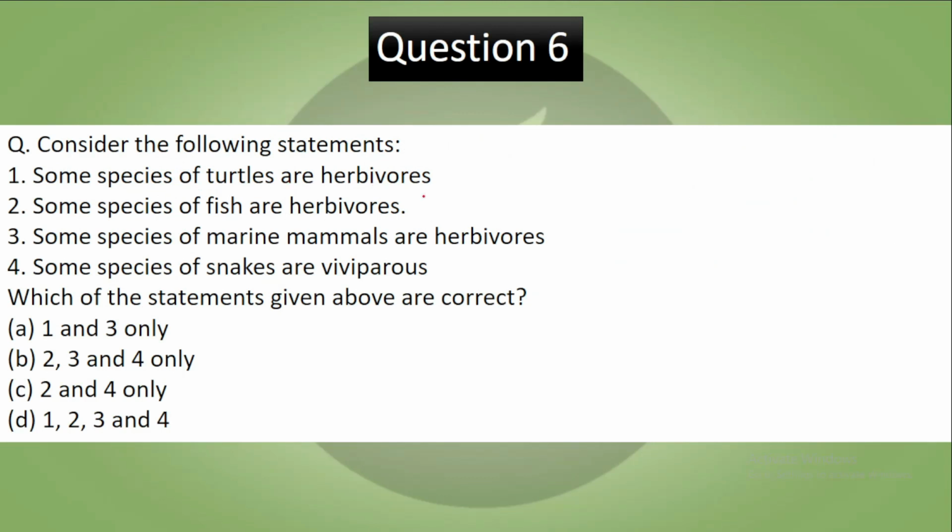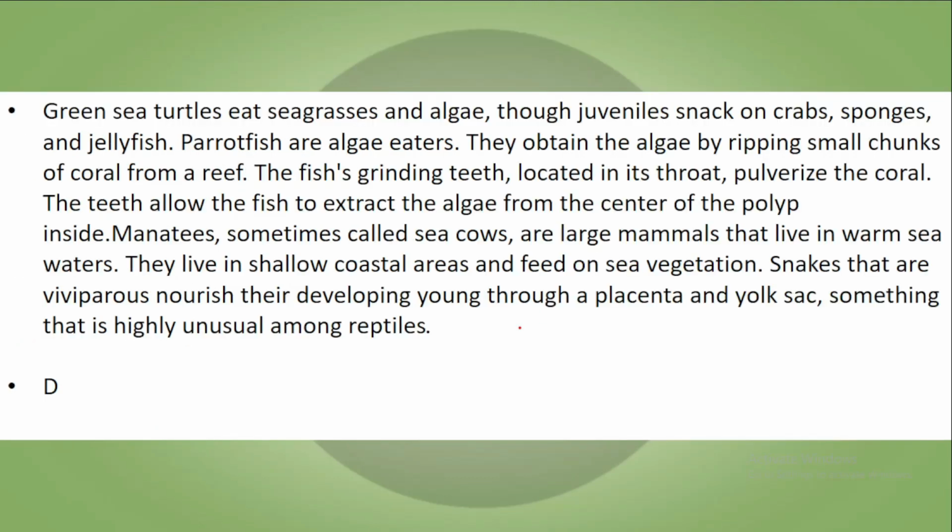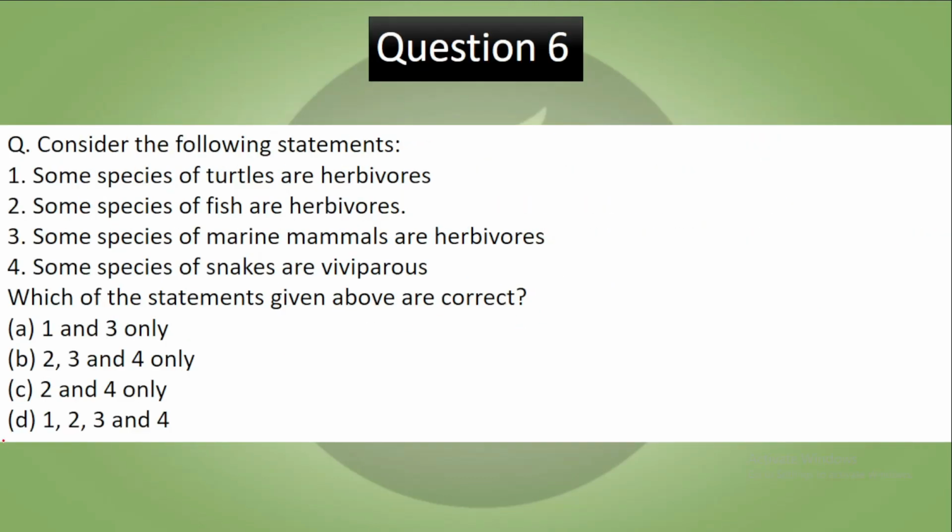Question 6. Consider the following statements. Some species of turtles are herbivorous. Some species of fishes are herbivorous. Some species of marine mammals are herbivorous. Some species of snakes are viviparous. Which of the above statements given is are correct? Pause the video, try to think about it. Now let's see the answer. So a correct answer to this is D.